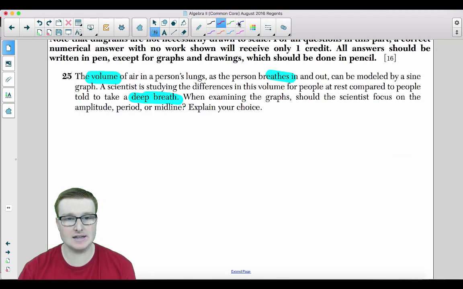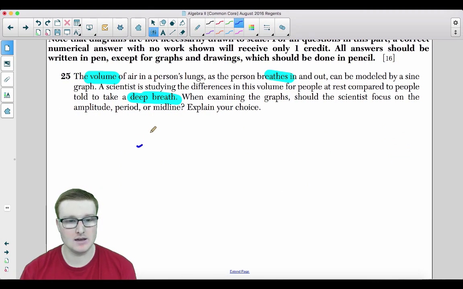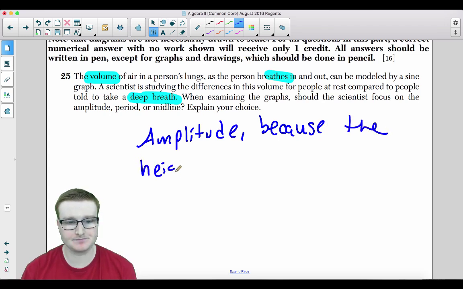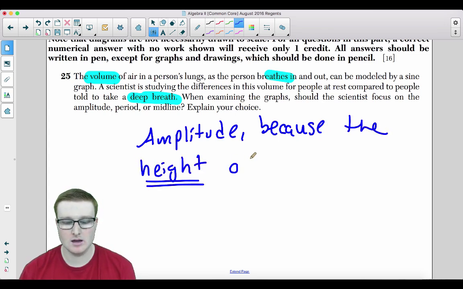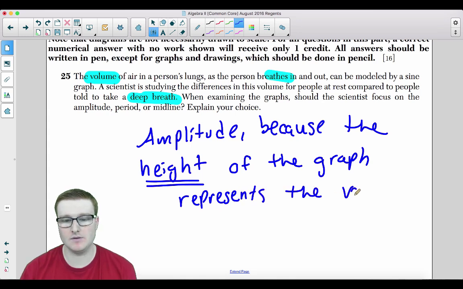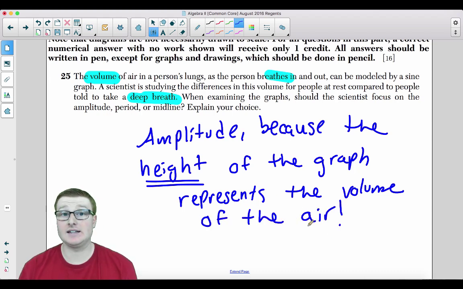So your answer is the following. The answer is amplitude because the height of the graph represents the volume of the air. And that's it. You're done with that question.